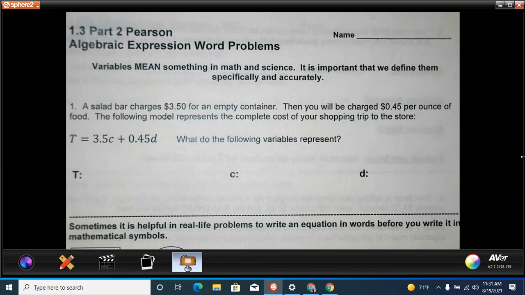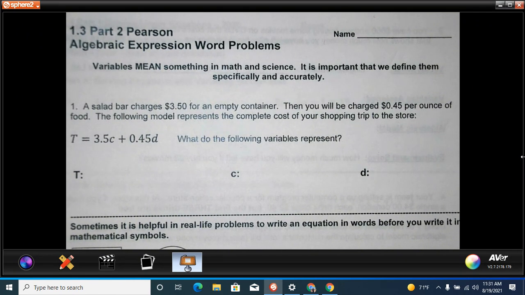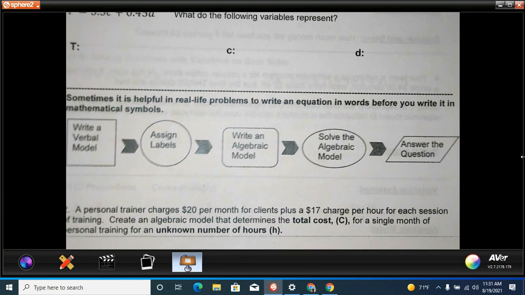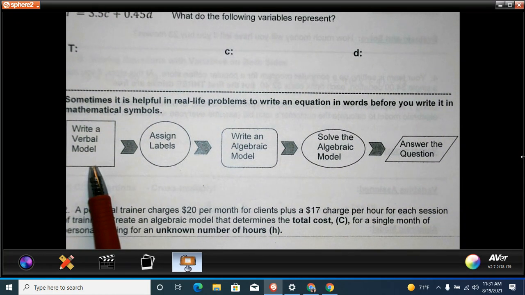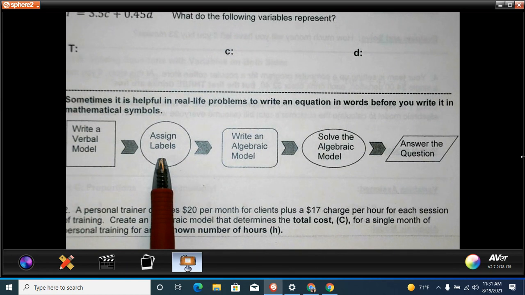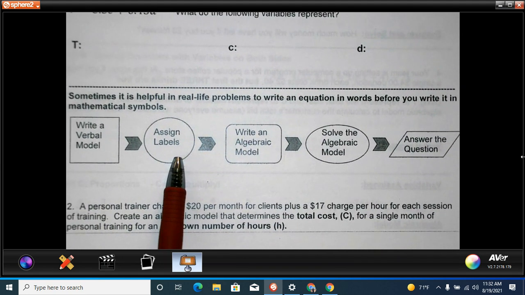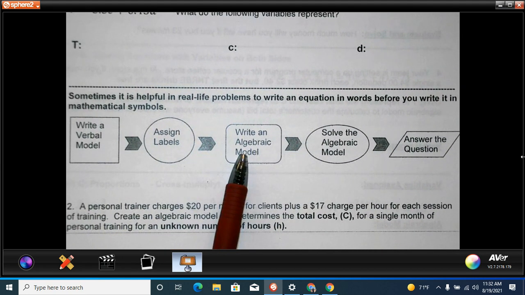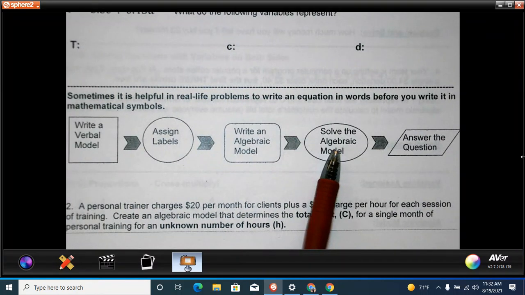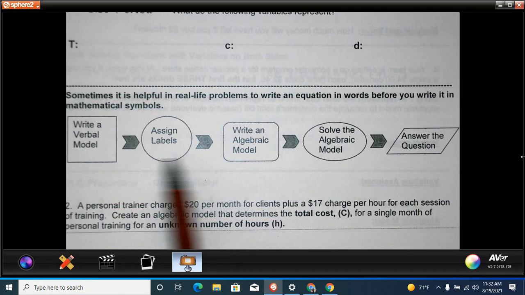Back when you were first learning word problems, and I'm thinking maybe fourth grade, they gave you a little process, right? And actually, this is the process that they gave you. You write a verbal model, then you describe the variables, labels, they call them, and then you write an algebraic model. Maybe it's not fourth grade, maybe it's later. Then you solve it and give the answer. That's basically what you did way back in elementary school.